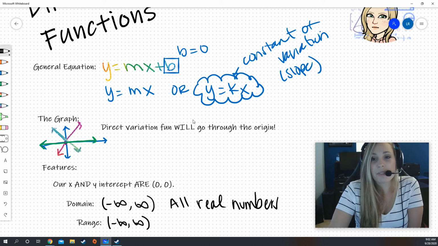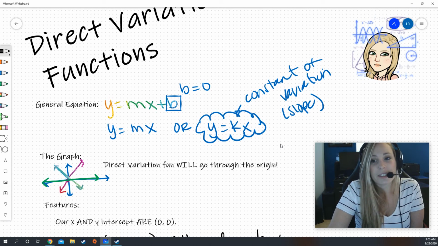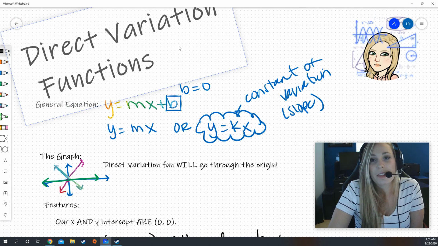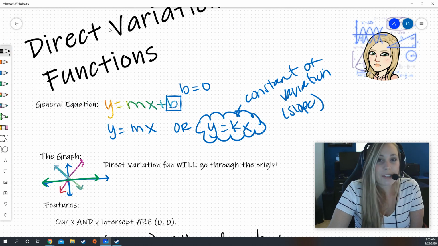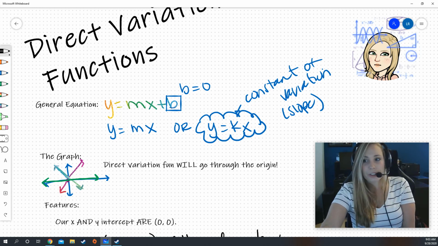So direct variation functions, they are a special version of a linear function. The difference between a linear and a direct variation is that a direct variation goes through the origin. But if you have a direct variation and you name it a linear, you're not incorrect. It is a linear function.